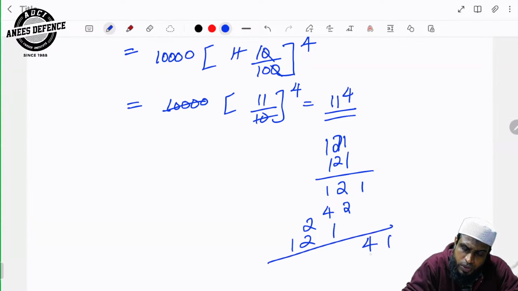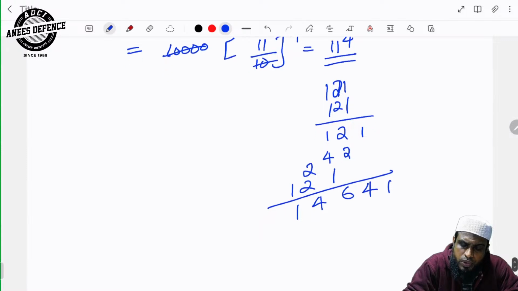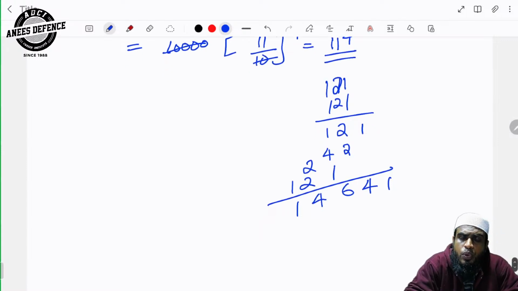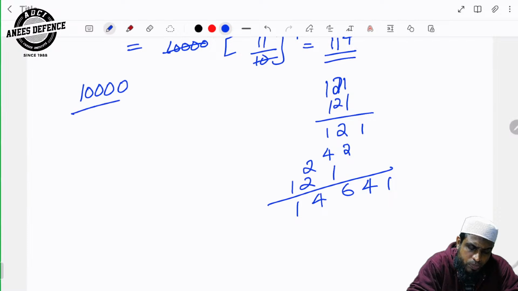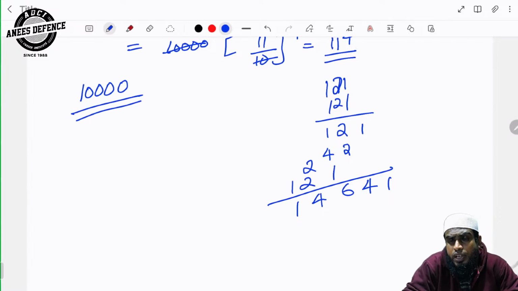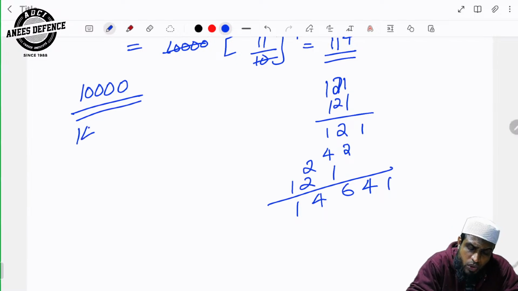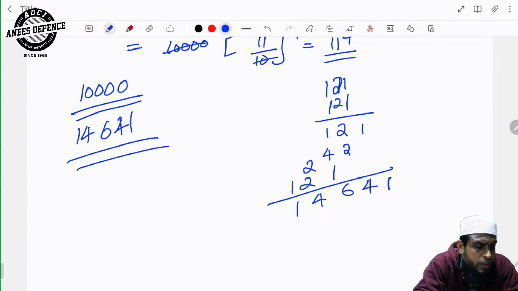1, 2 plus 2, 4, 6, 2 plus 2, 4, 1, 4. So after the 4th year, even though he received 10,000 rupees, by including the interest, which is calculated based on compound interest, he should pay an amount of 14,641.